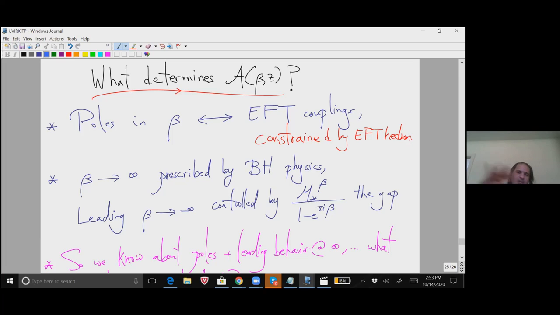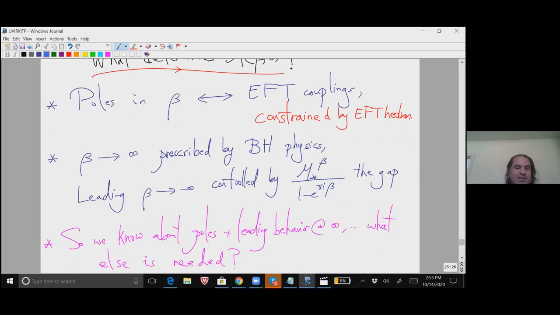Plus infinity is prescribed by black hole physics in the gravitational case. It grows exponentially as prescribed by black hole physics. The leading behavior as beta goes to minus infinity is controlled by the gap. So we seem to know a lot about this. What else is needed? We know what the poles are. We know the behavior at infinity. What else is needed to totally determine the amplitude? And there is still something missing.